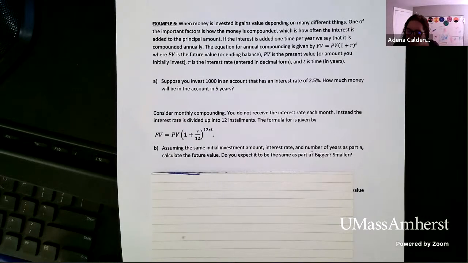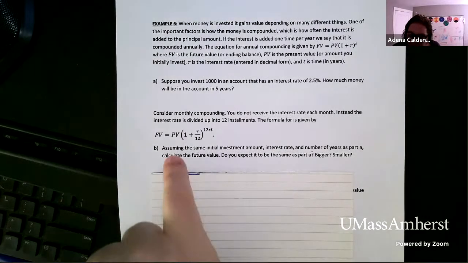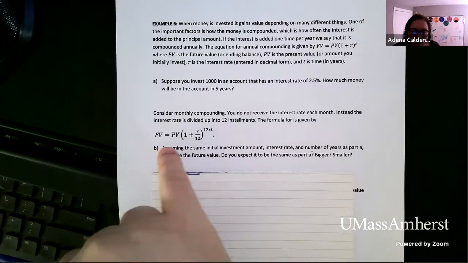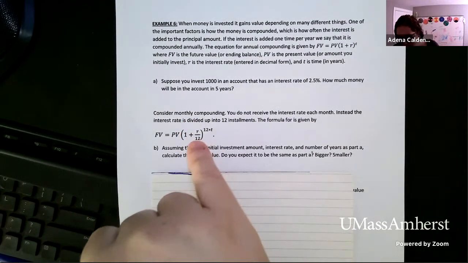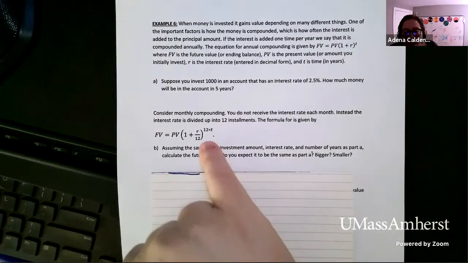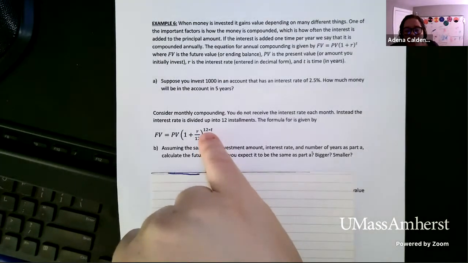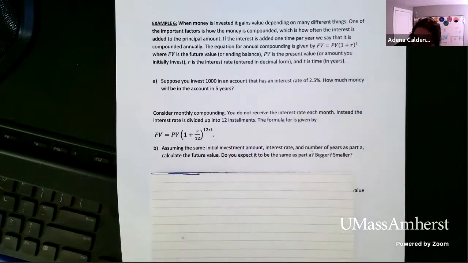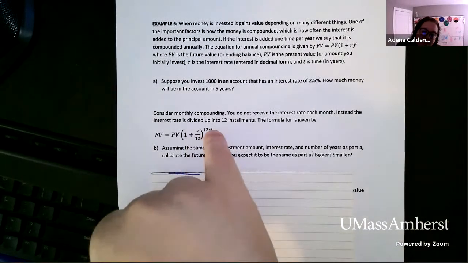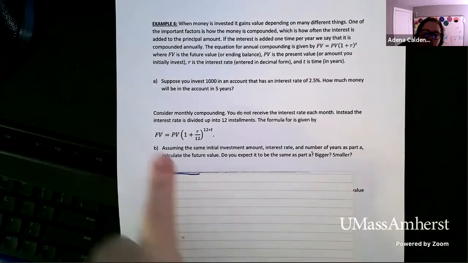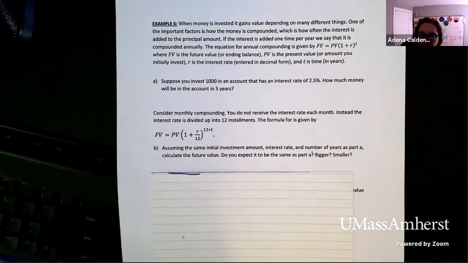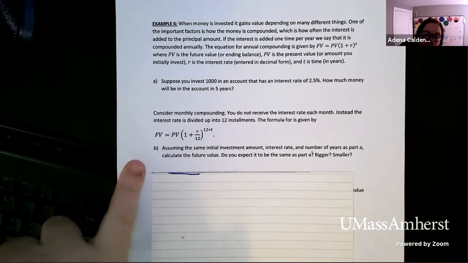So the way that that factors into the equation is that future value is present value times (1 plus R divided by 12). So now we're getting 1/12, but now we're getting it more often, right? So 12 times T. So 12 times a year times the number of years. So assuming the same numbers as part A, so the 1,000 present value, the interest rate of 2.5%, we want to calculate the future value if we are compounding monthly.